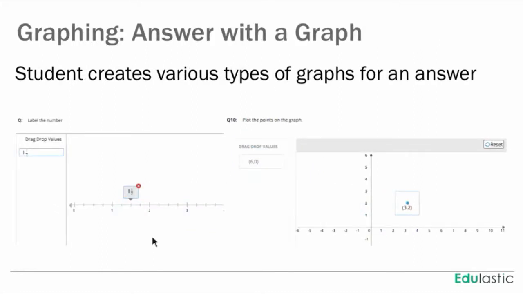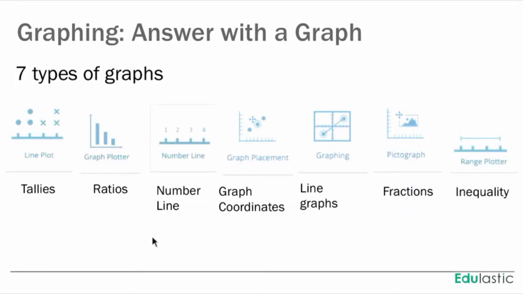On the graphing types, the student plots points on a graph, which is obviously for math. We have 7 different graphing types of questions, from line plot, which has tallies, to number line graph plotter, where they can show ratios, number line, where the student plots points on the number line, graph placement, which is where the student plots points on a coordinate plane, a line graph, graphing, where students can draw a line, pictograph, which allows fractions, and the range plotter, which has inequality.